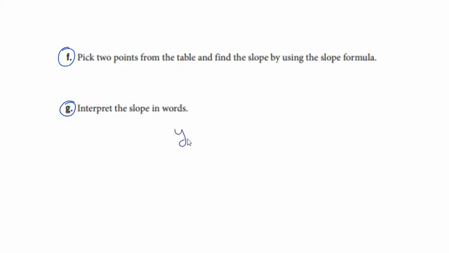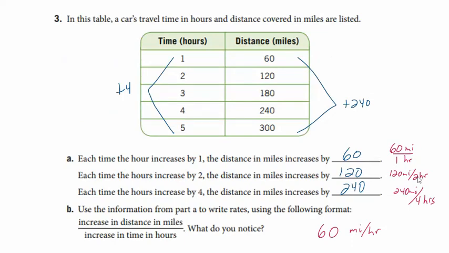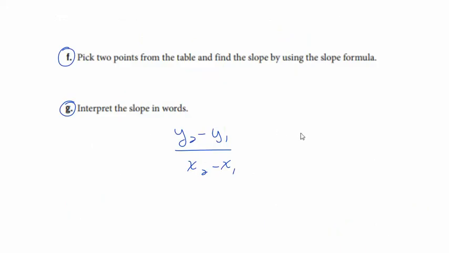So when you're interpreting it in words, you need to think about the label for these 2 things. For example, one of the first problems we did in this section was this guy. When we did the slope, we had our y value in miles and our x value in hours. So the slope is in miles per hour. And that's what you can use, that same kind of idea, to interpret the slope for this problem. What is the label for the y and what is the label for the x? And then you're going to have something per something.